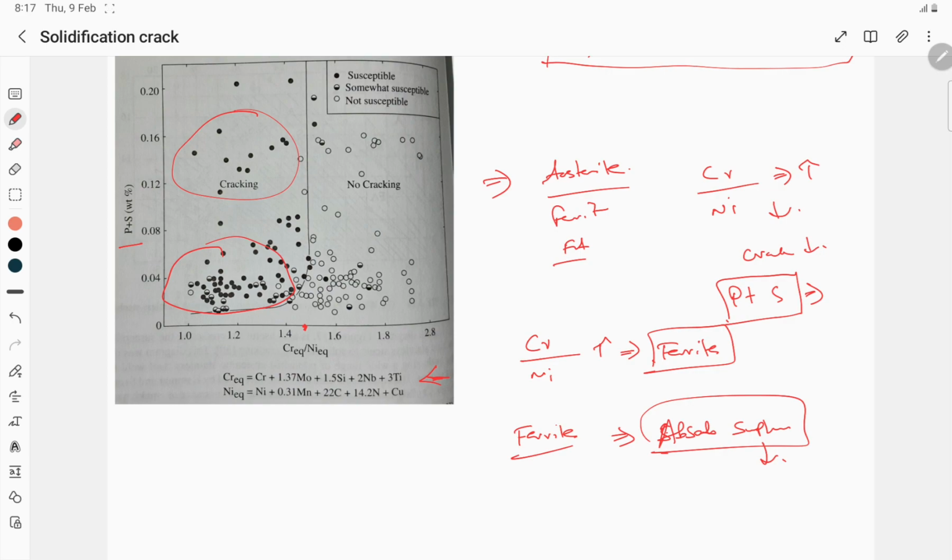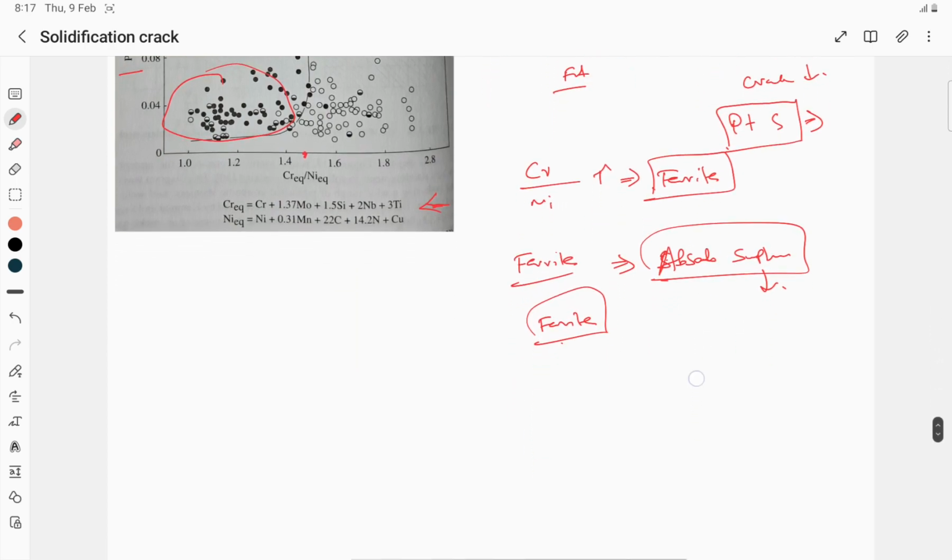For example, in the case of austenitic stainless steel, they will try to maintain a certain amount of ferrite in the weld so that they can prevent the formation of solidification crack. So this is another interesting factor with respect to chemical composition, how the solidification crack occurs based upon the chromium equivalent to nickel equivalent ratio and the weight percentage of phosphorus and sulfur. These are some of the factors.